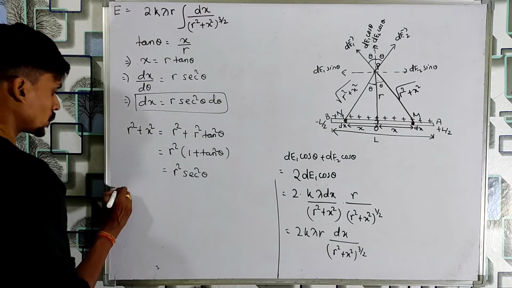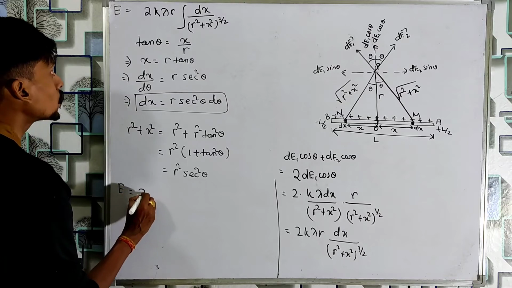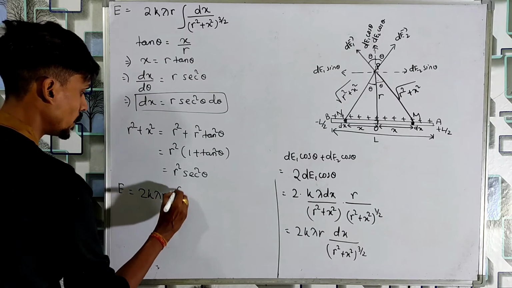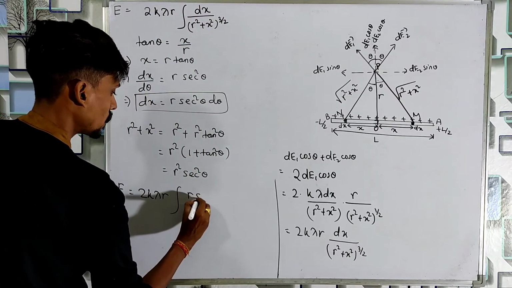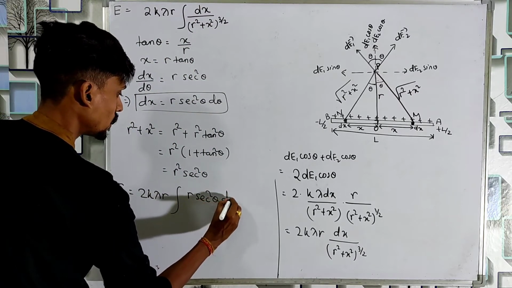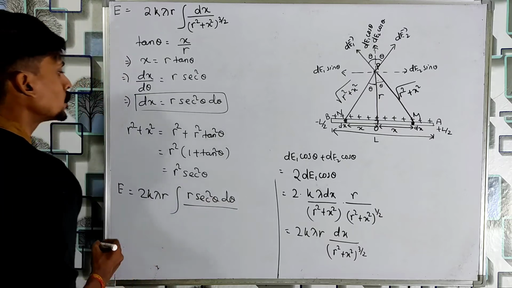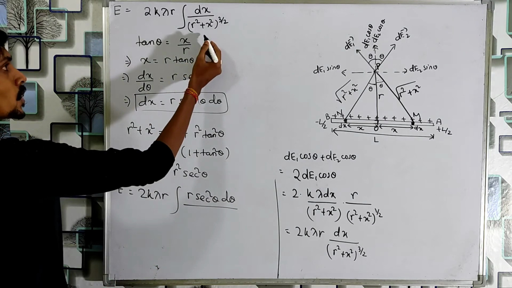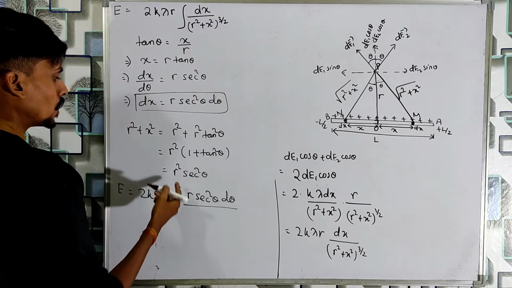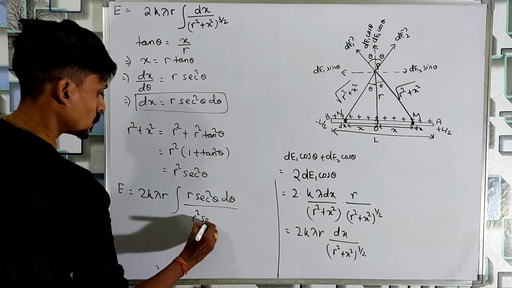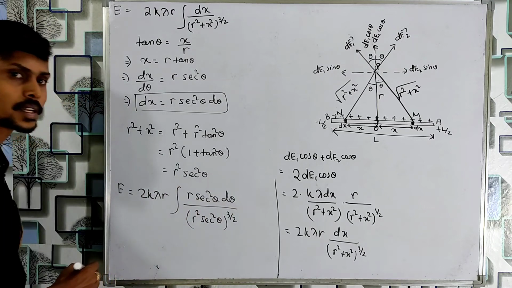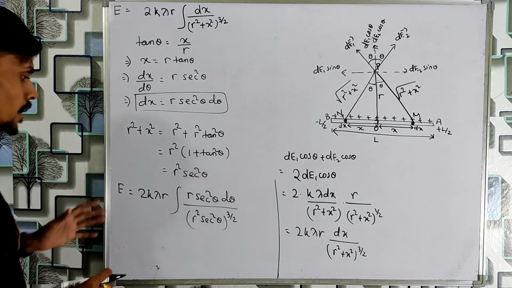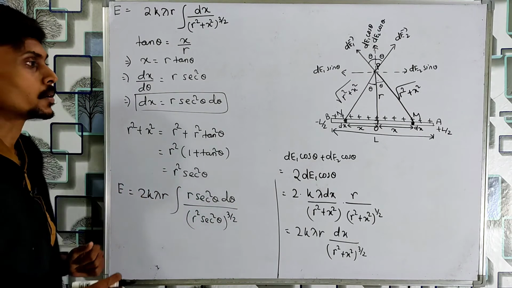So in this integration, E is equal to 2k lambda r integration of, in place of dx, write this value r sec square theta d theta, divided by, in place of r square plus x square power 3 by 2, you can write r square sec square theta power 3 by 2. Is that clear?